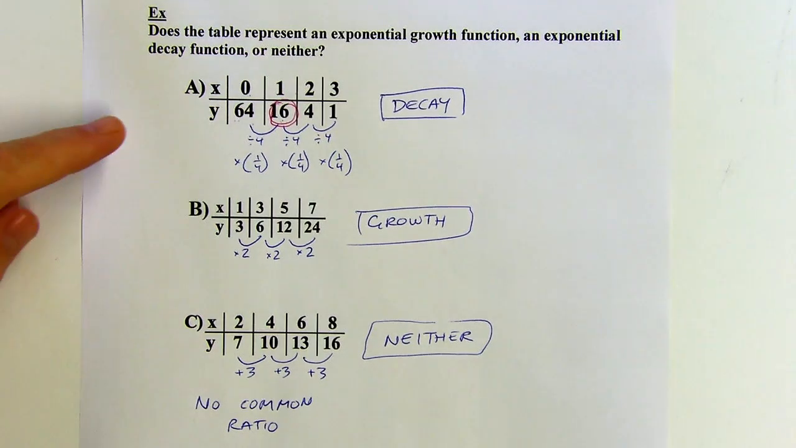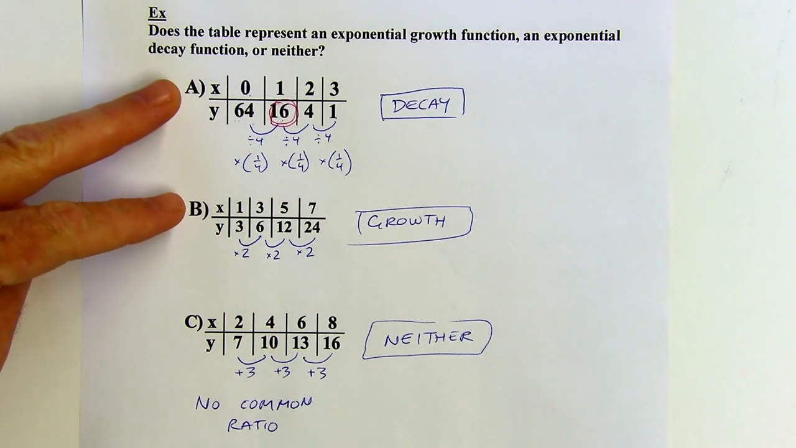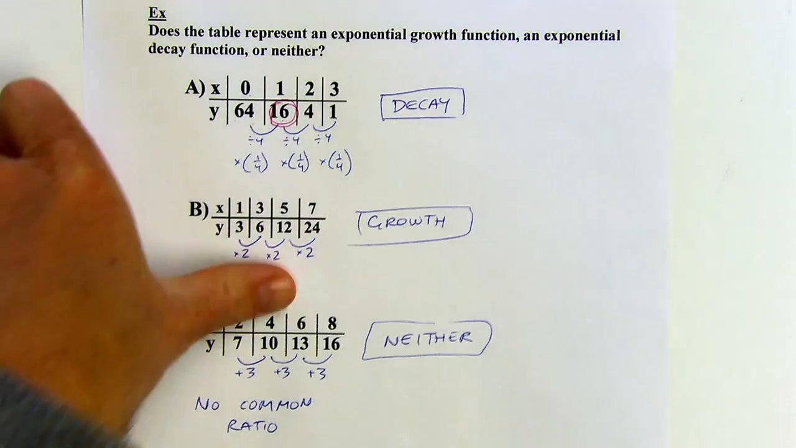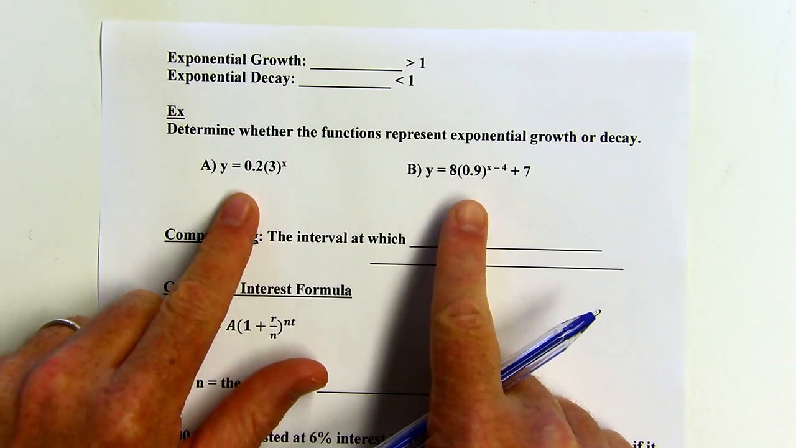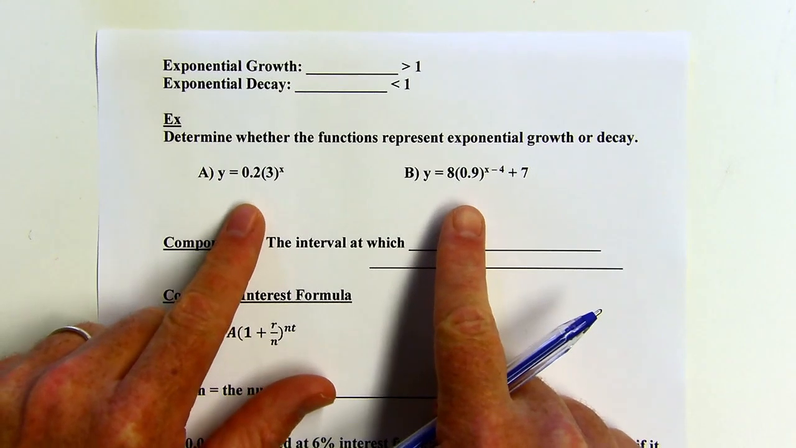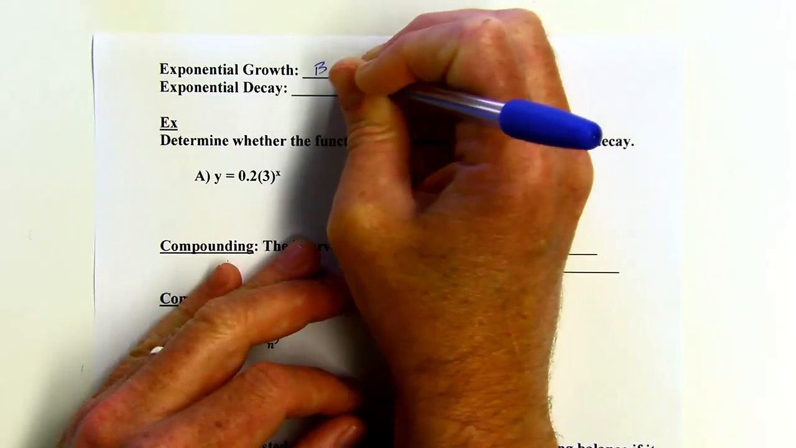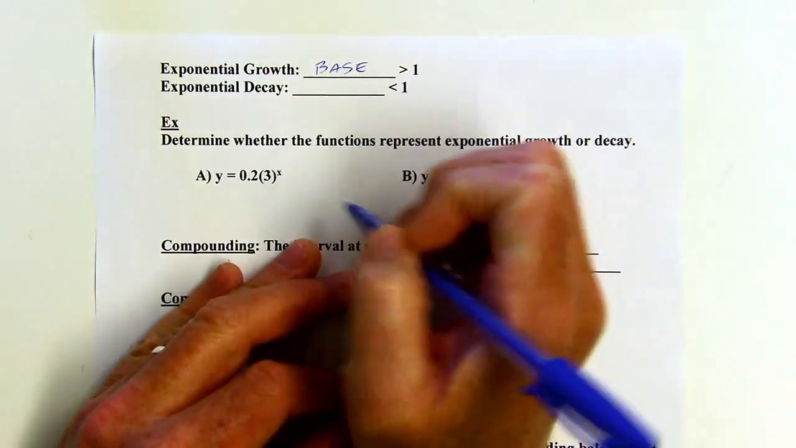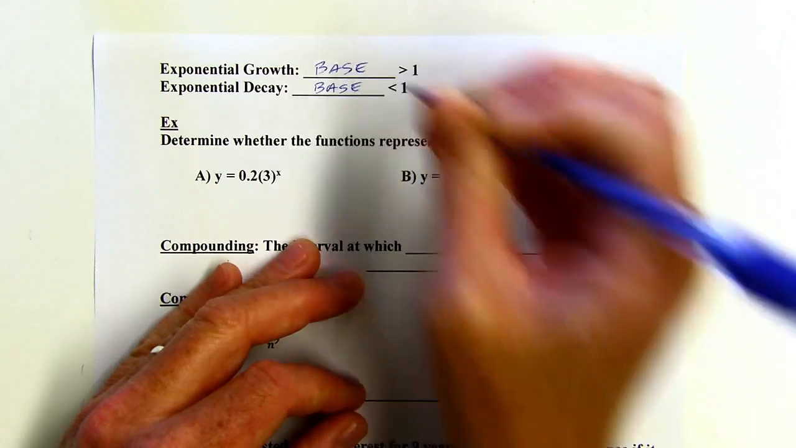Okay, so you can tell with these tables if you've got growth or decay if your ratio is more than 1 or less than 1. If you have an equation, like on these two, I already have equations and I just want to check if these are exponential growth or decay. Well, you can look at the base. If the base is greater than 1, then it's going to be growth. And if the base is less than 1, it's going to be decay.